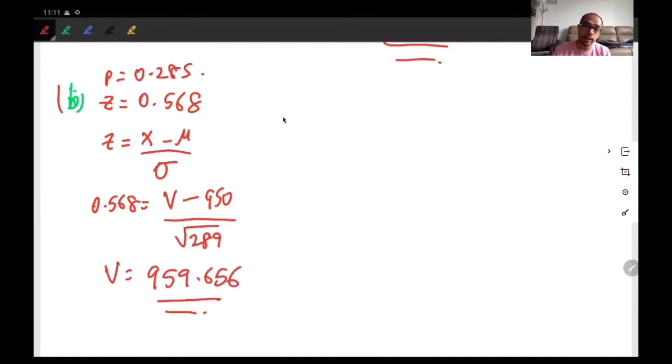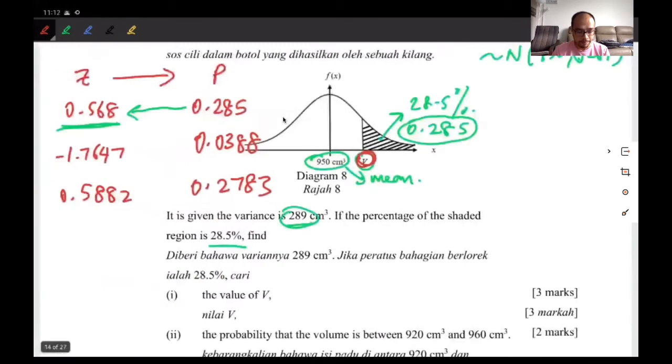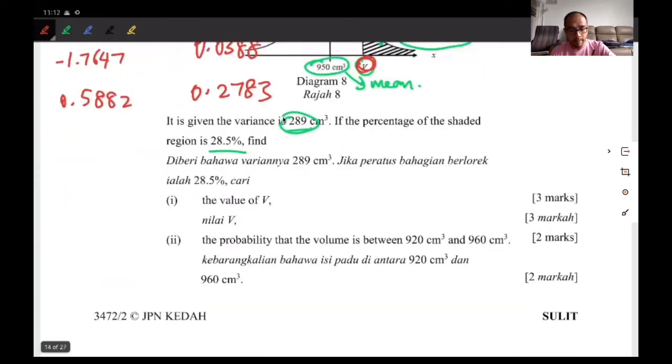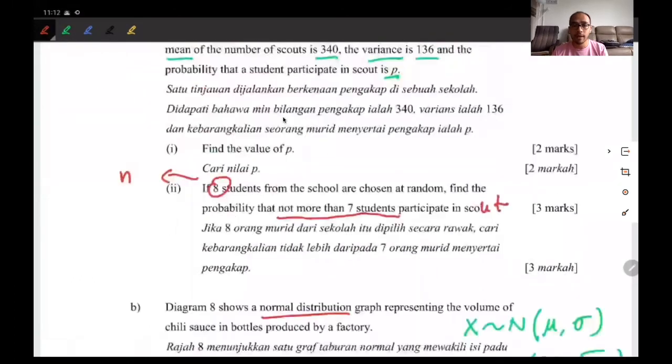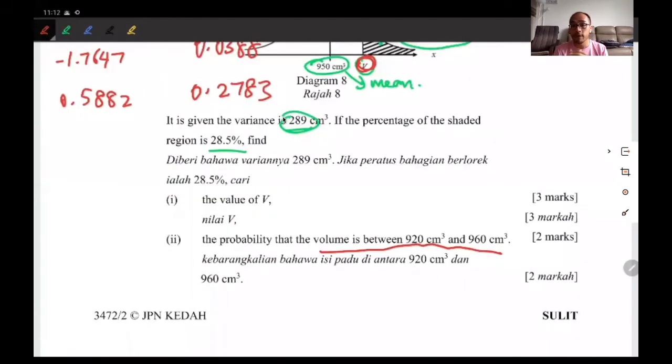Interestingly, in this question, they start from the probability and then find the value of X. Usually, if you use the table method, it's from left to right, and the second question is from right to left. But in this question, they start from right to left. Next, the probability that the volume is between 920 and 960. This is a pretty standard question, going from left to right.